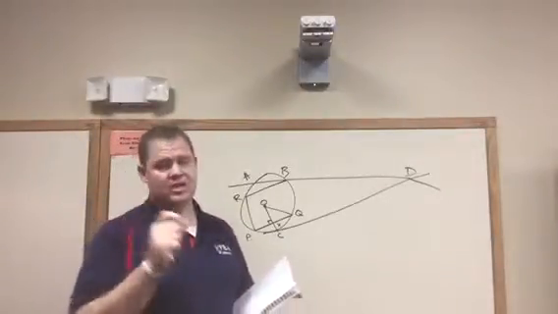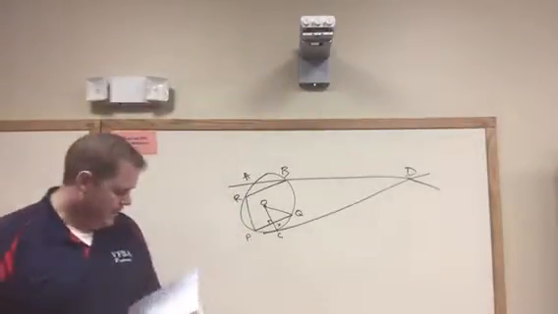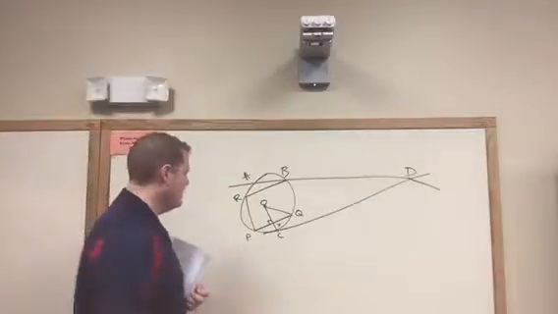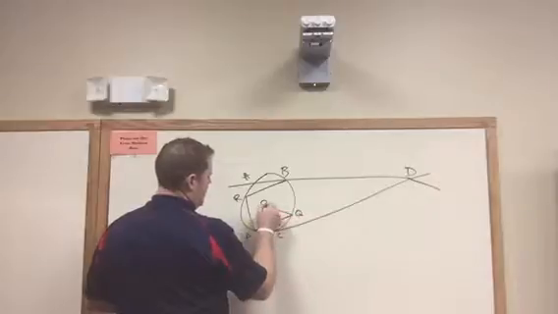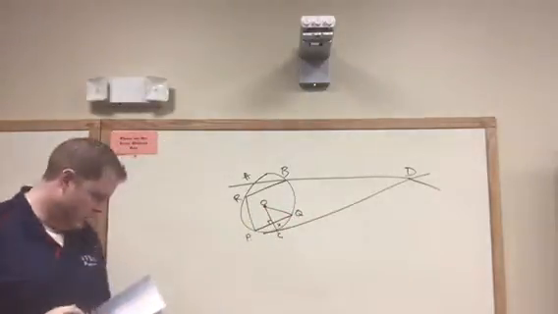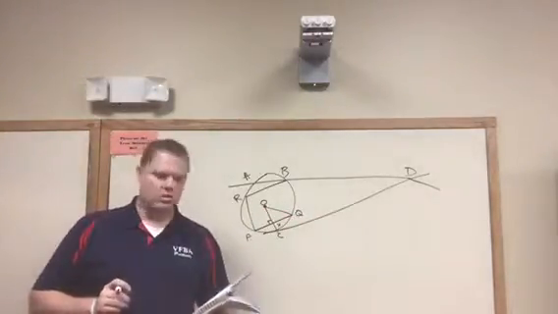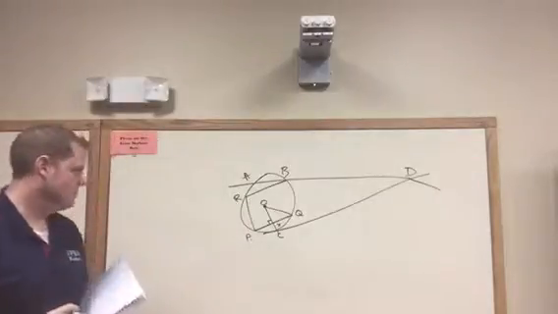And then the answer is 6. Very good. All right. Name a central angle. Now, there's one central angle here, and it goes through the middle. So what is it? QOC. All right. QOC. Any questions?